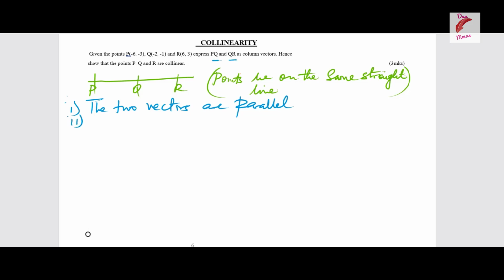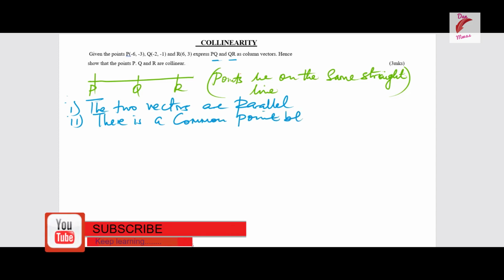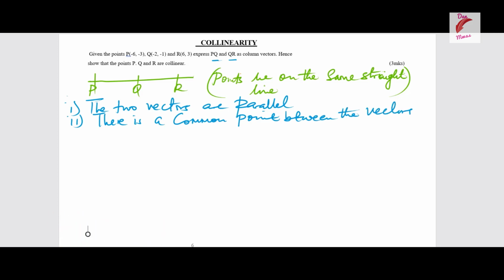Then number 2, we need to show that there is a common point between the vectors. So when we show these 2 things, we have shown that these 3 points are collinear. Now let's begin with showing that the 2 vectors are parallel. So we start by expressing PQ and QR as column vectors.